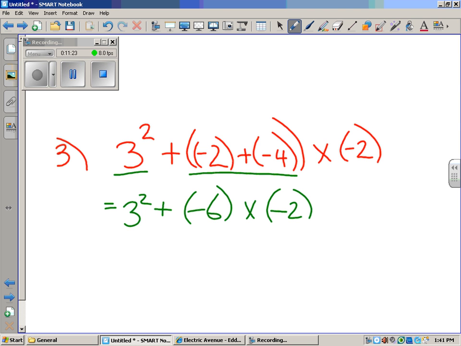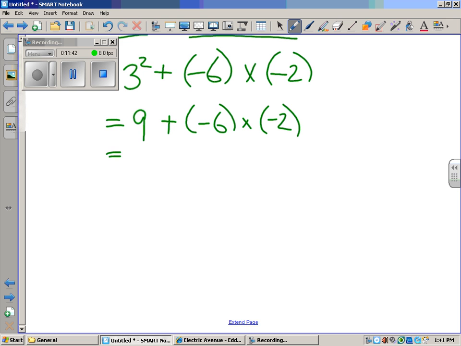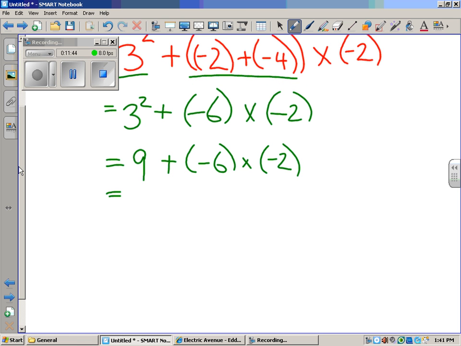Now we're looking at this, and we have to do our exponents next. Please remember that 3 squared is not 3 times 2, but it is 3 times 3. 3 times 3 is 9. Write down the rest of your question. So now we have 9 plus -6 times -2.